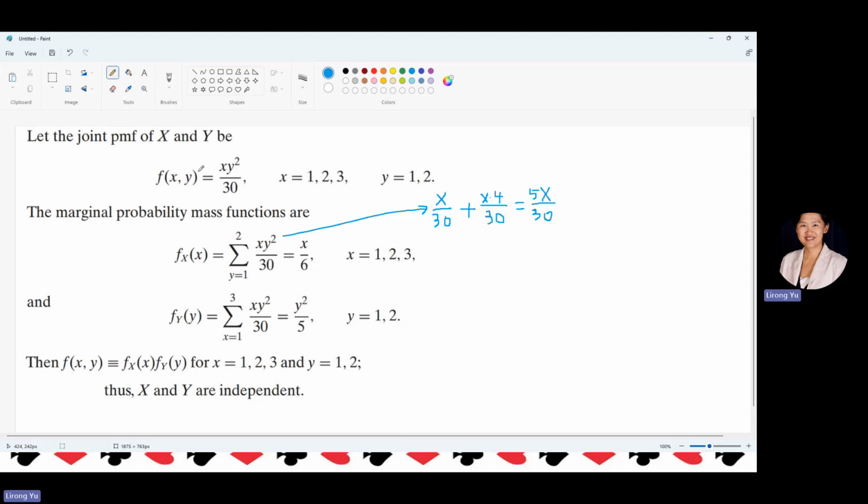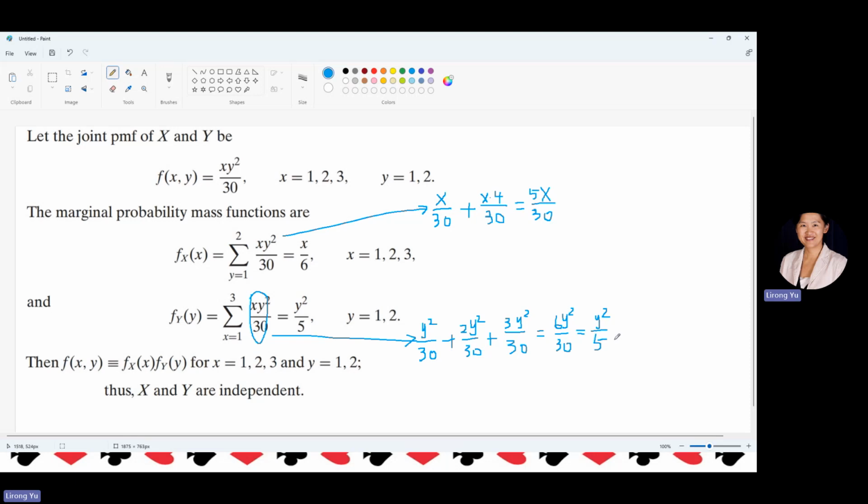That's this one, right? If you want to find the marginal probability for y, you have to add up all the x values. So this calculation goes: x equal to 1, you have y squared over 30. X equal to 2, we have 2y squared over 30. X equal to 3, you have 3y squared over 30. Altogether, 1 plus 2 plus 3 is 6, so you have 6y squared over 30. Cancel the 6, and it is y squared over 5. That's how we get that one.